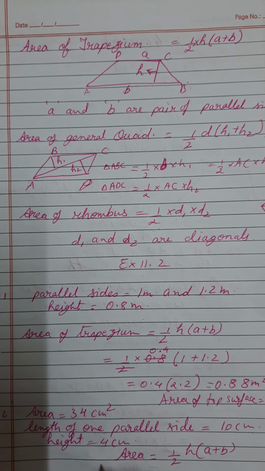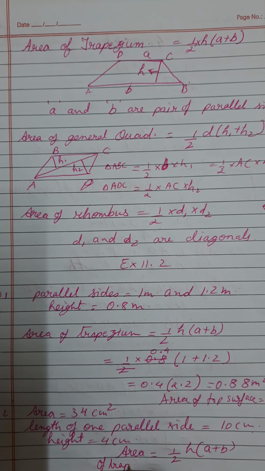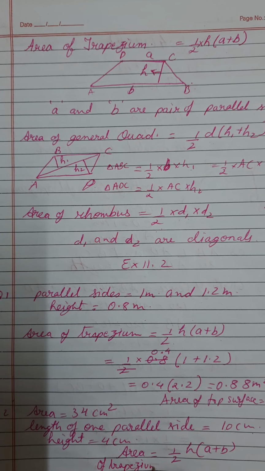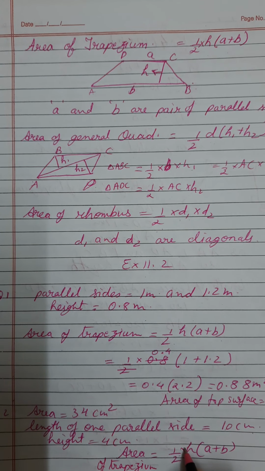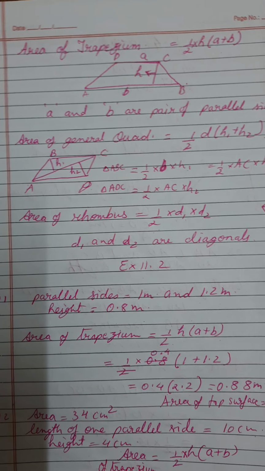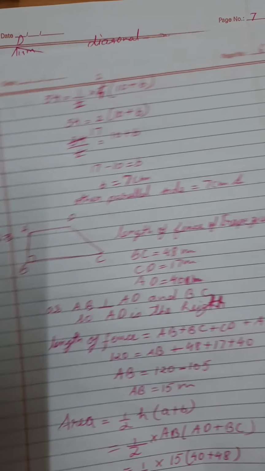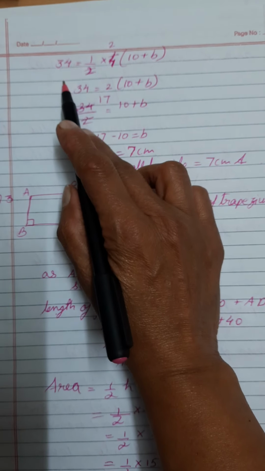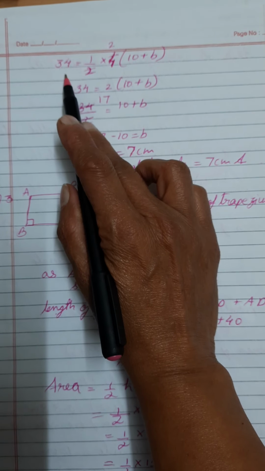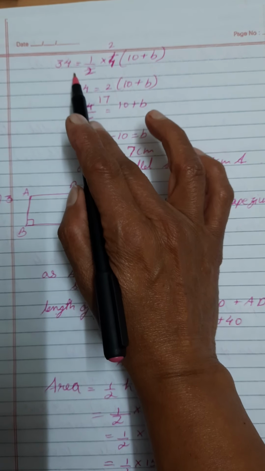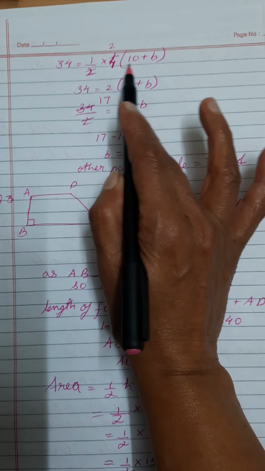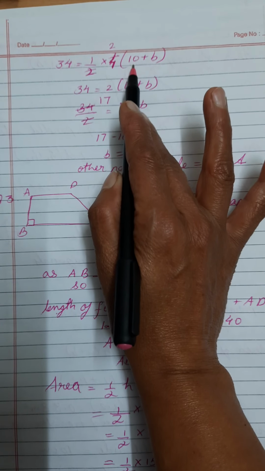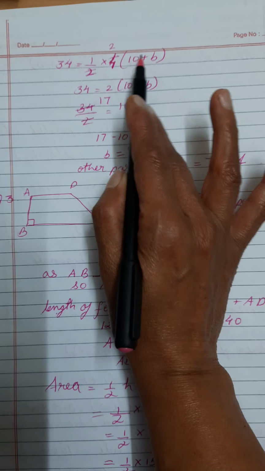Please do write, area of trapezium is equal to half multiplied by h multiplied by (a plus b). What is a plus b? a plus b is the sum of the parallel sides. So it's given that the area is 34 centimeter square, so we will substitute the value. 34 equals 1 by 2 multiplied by 4 multiplied by (a plus b). a, one of the parallel sides, is 10, plus b.